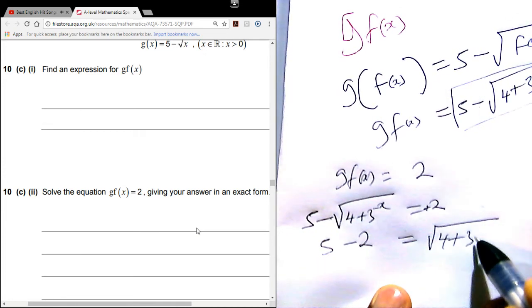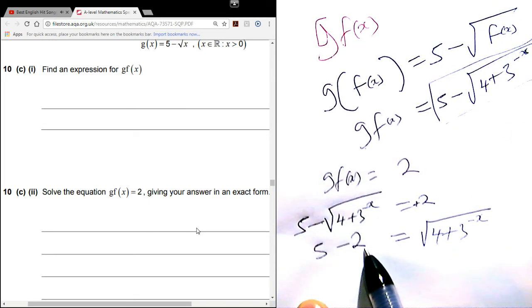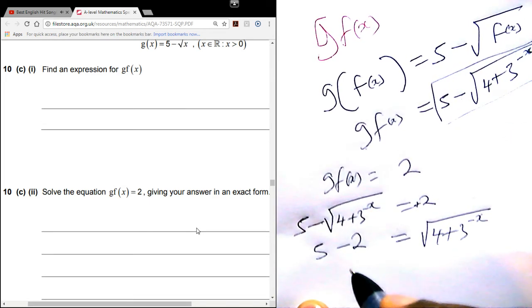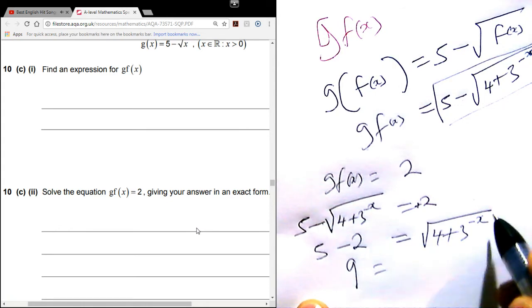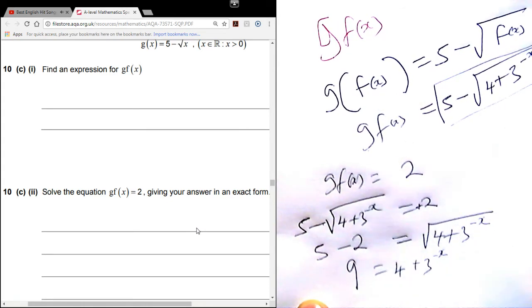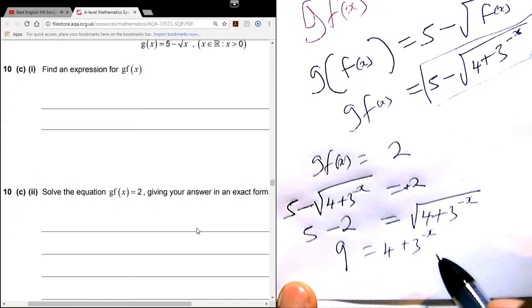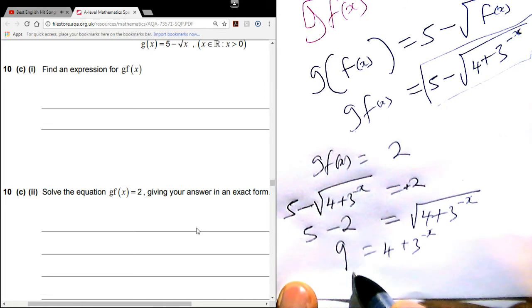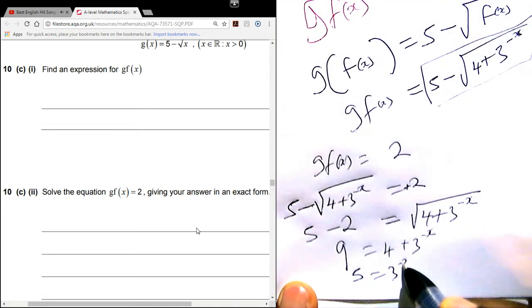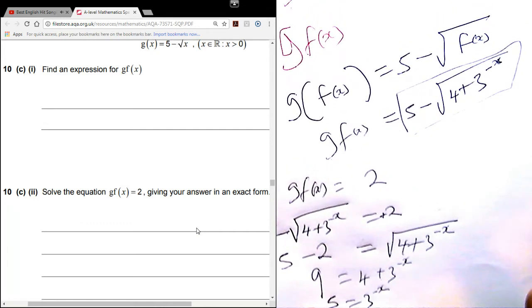So that's that. The only way to get rid of the root sign is to square both sides. But just before you square both sides, remember that this is 5 minus 2, which is actually 3. So when you square 3, you get 9. And when you square this side, it only knocks off the root sign. It doesn't help you square any further. Right, what do you do to get rid of the 4? Subtract 4 from both sides, so that leaves you with 9 minus 4, which is 5, and 3 to the minus x. Almost there, would you say? 5 equals 3 to the minus x.